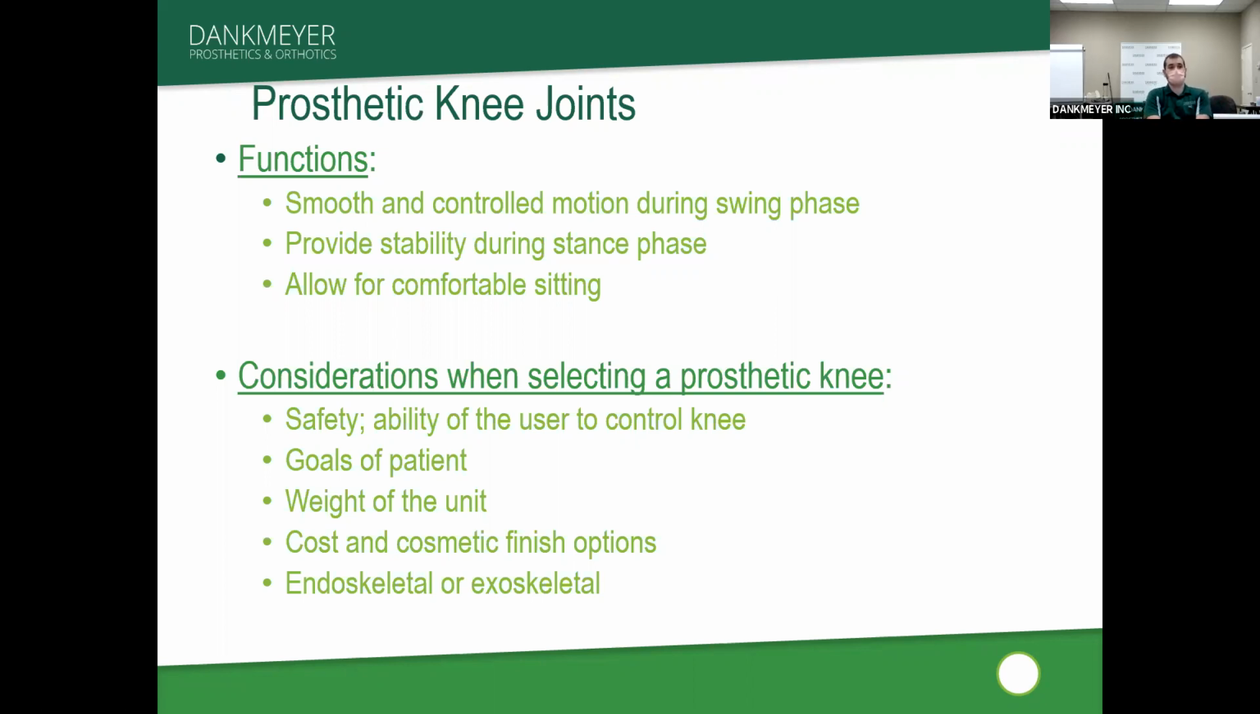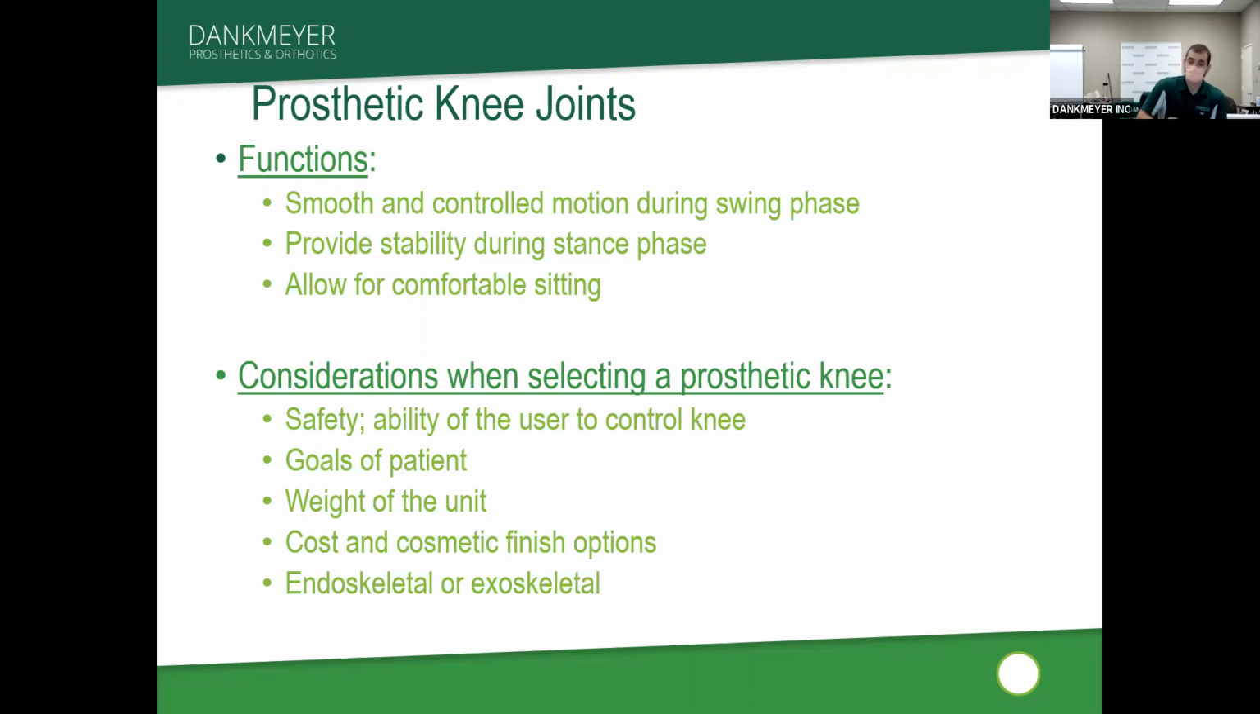So when we're looking at a knee joint, we have to look at the goals of the patient. What are we wanting to do with this particular patient? How much stability do they need, or do they need something that's less stable and more dynamic? You kind of have this spectrum. On one end, you have knees that are very, very stable, and on the other end, you have knees that are very dynamic and unstable. That's not to mean that they're unsafe. They're less stable. We'll get into knee stability here in just a second.